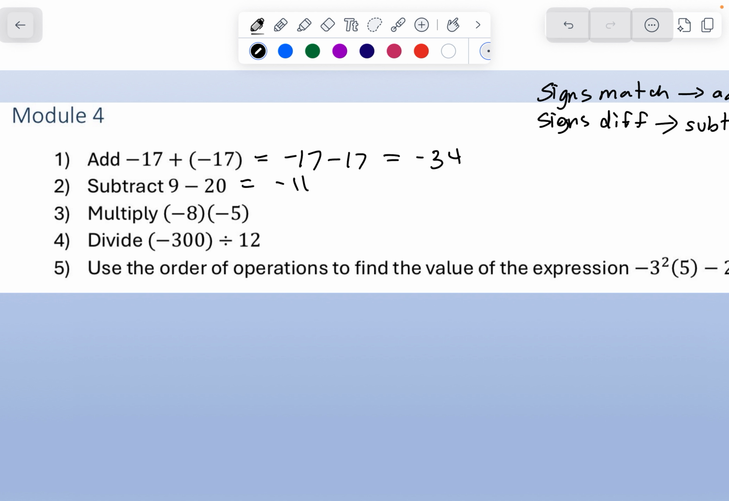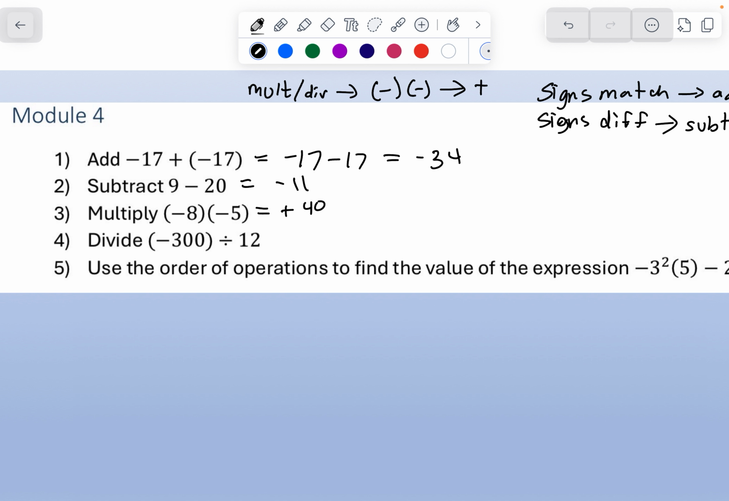Okay, and then this one, now the rules for multiplication and division are different. 2 negatives make a positive, so when we're multiplying or dividing 2 negatives, a negative times a negative, or a negative divided by a negative makes a positive. Only one negative stays negative. So here we have 2 negatives multiplied together. We know the answer is positive, and then just do the math. 8 times 5 is 40.